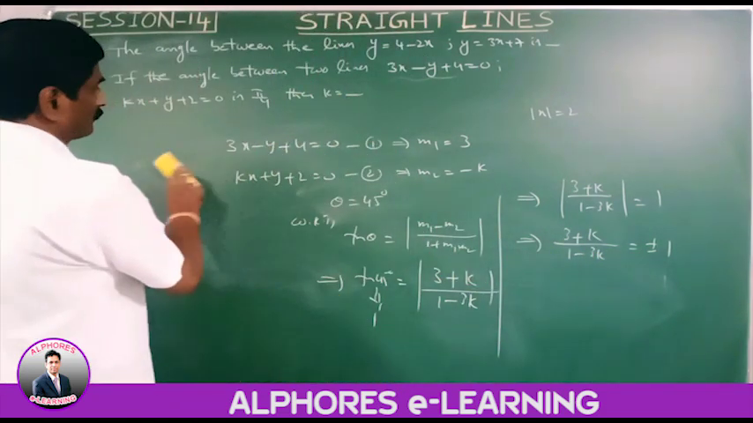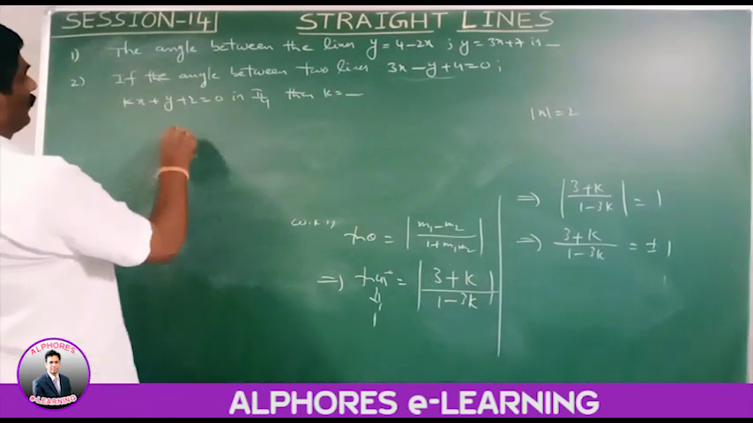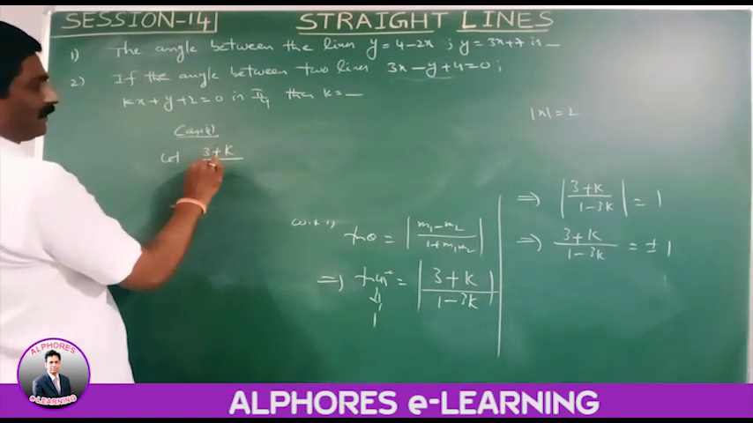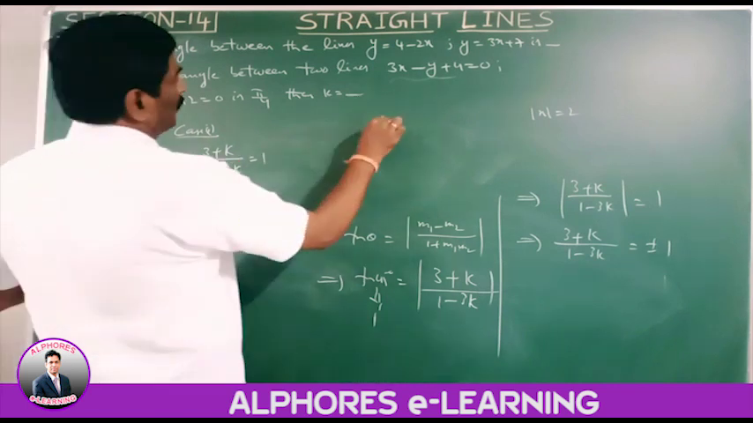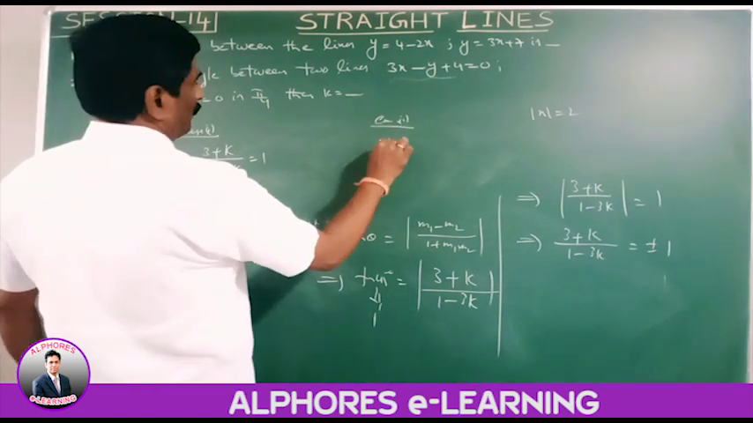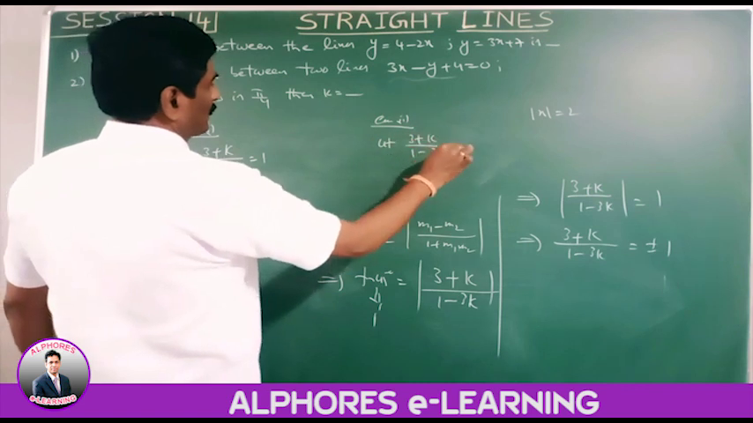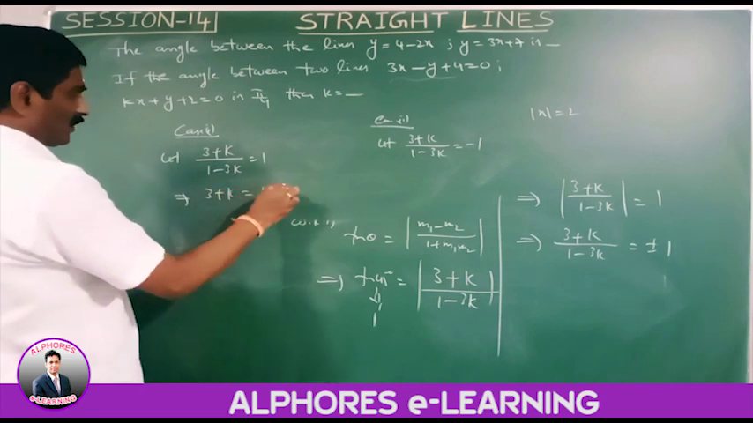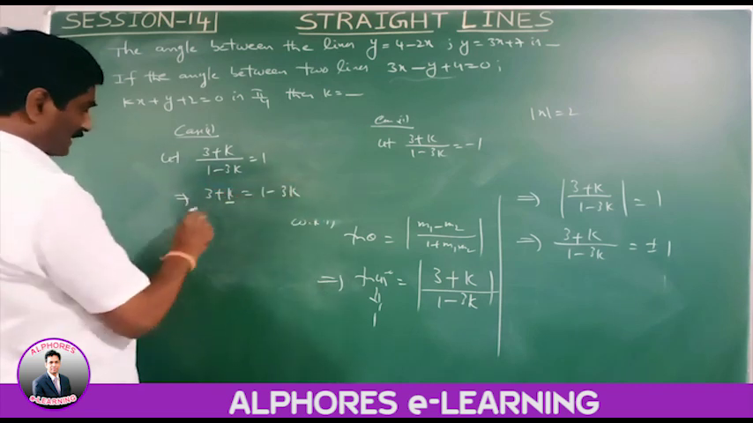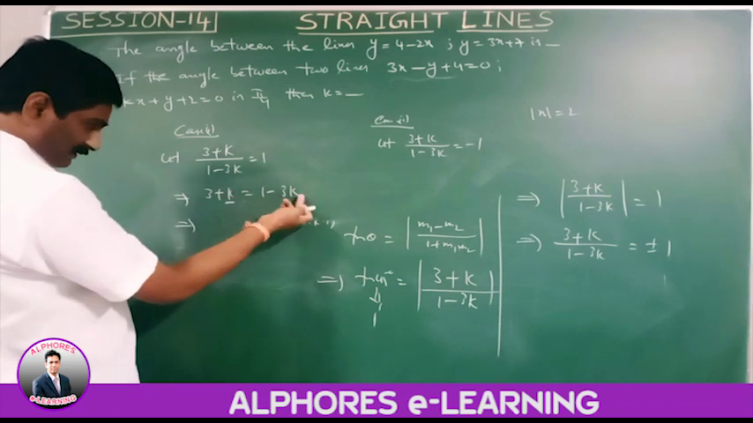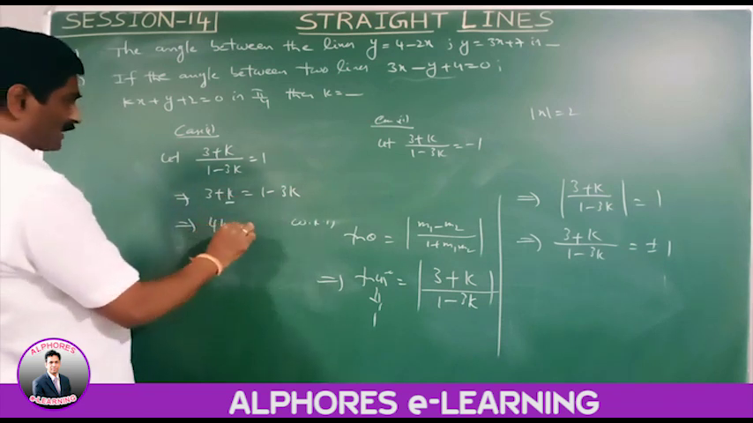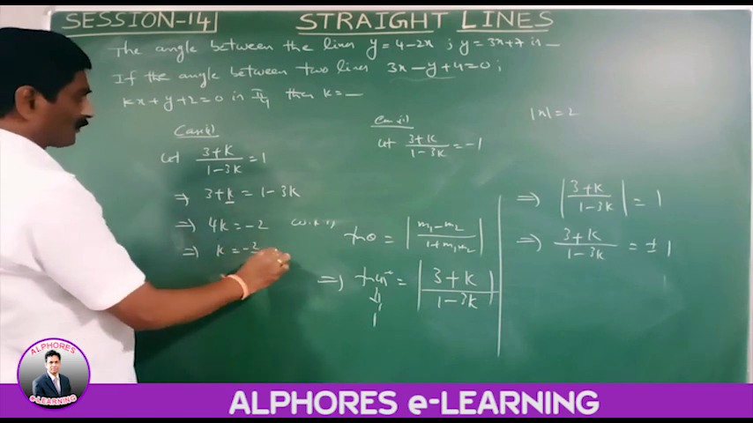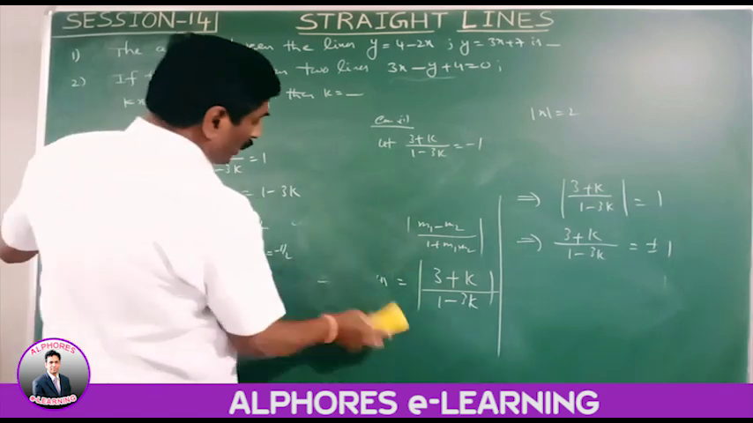In case 1, let 3 plus k by 1 minus 3k is equal to 1. In case 2, let 3 plus k by 1 minus 3k is equal to minus 1. After cross multiplication, it can be reduced to 3 plus k is equal to 1 minus 3k. Move this k to the RHS, that means 3k moves to the LHS. That means 4k is equal to 1 minus 3, what is the value? Minus 2. That means k is equal to minus 2 by 4, minus 1 by 2. It is one of the possible values of k.